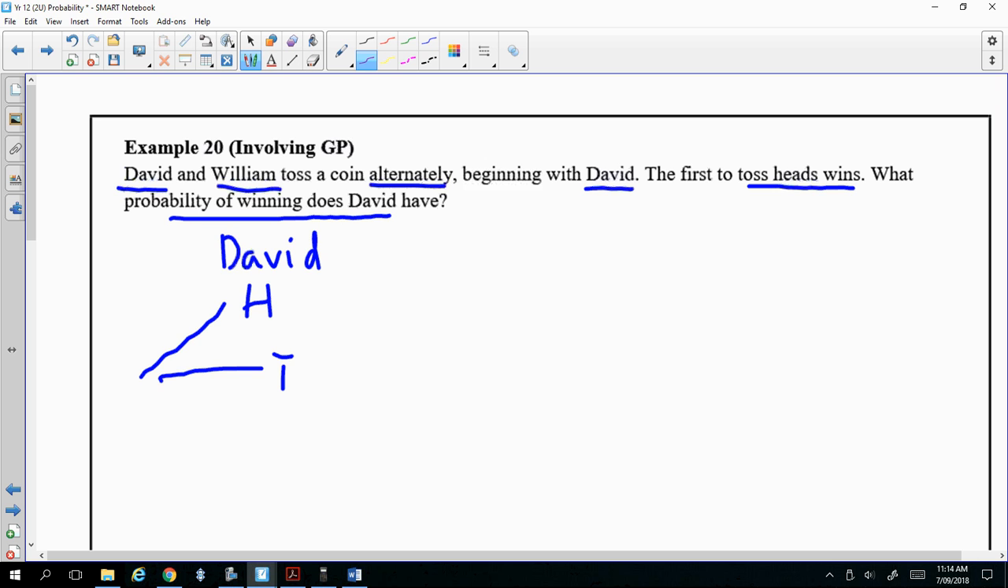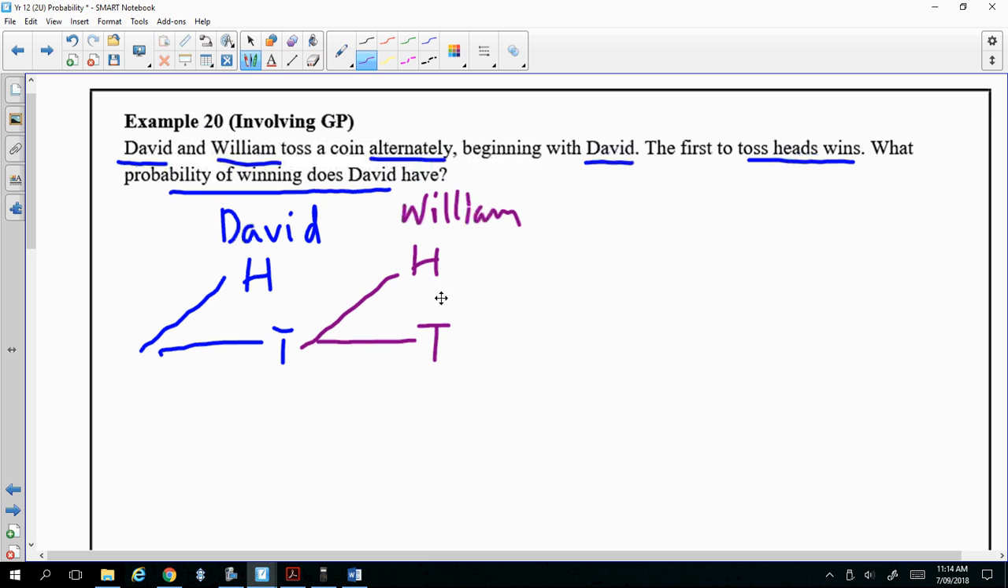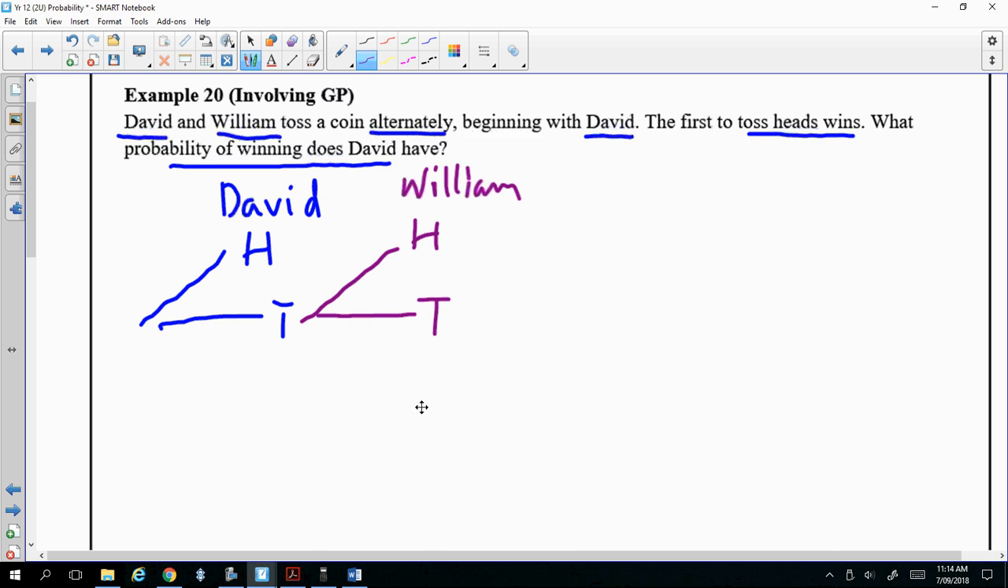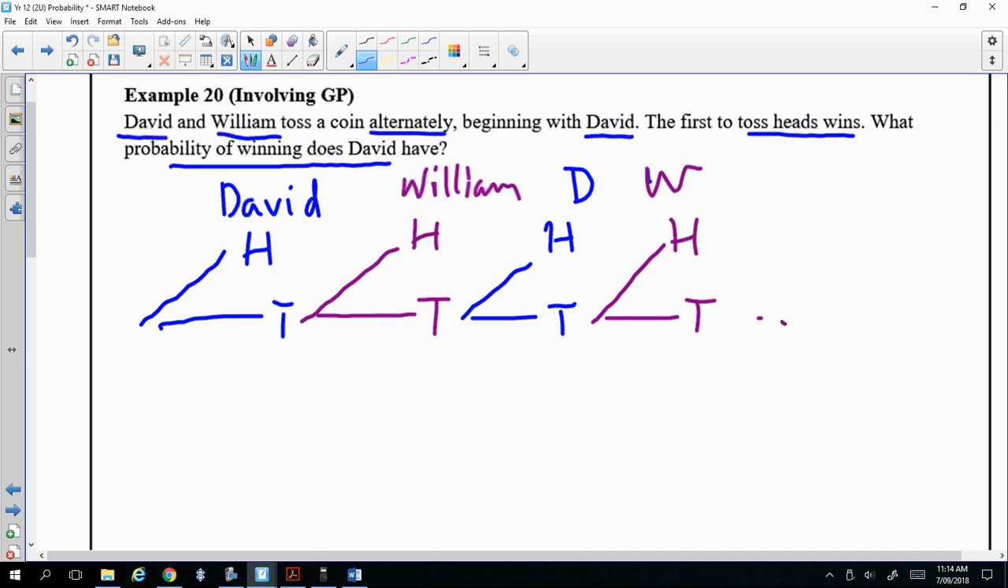Okay? And William will have a 1 in 2 chance of winning after David's toss, right? And if William gets a head, William will win. Otherwise, David will get the next toss. And the game just continues indefinitely. If no one gets a head, you just keep continuing. W for William. H and T, right? And so forth.